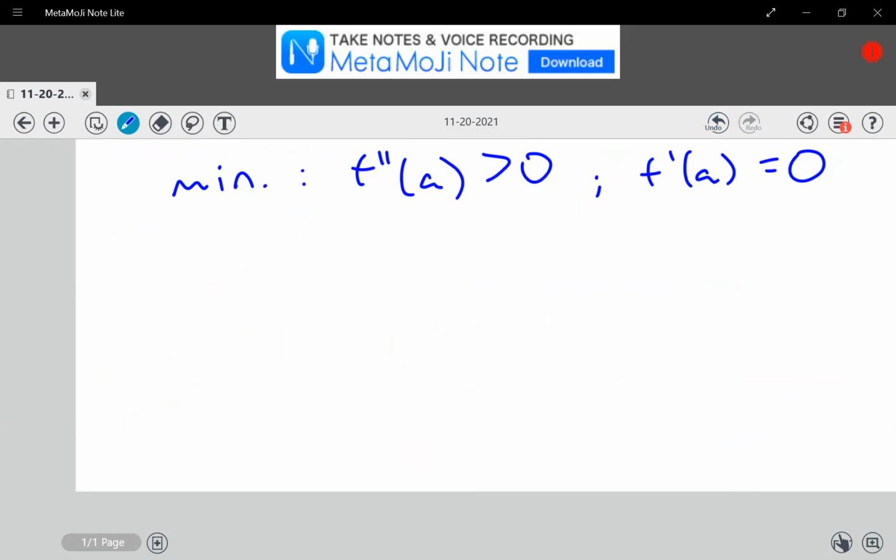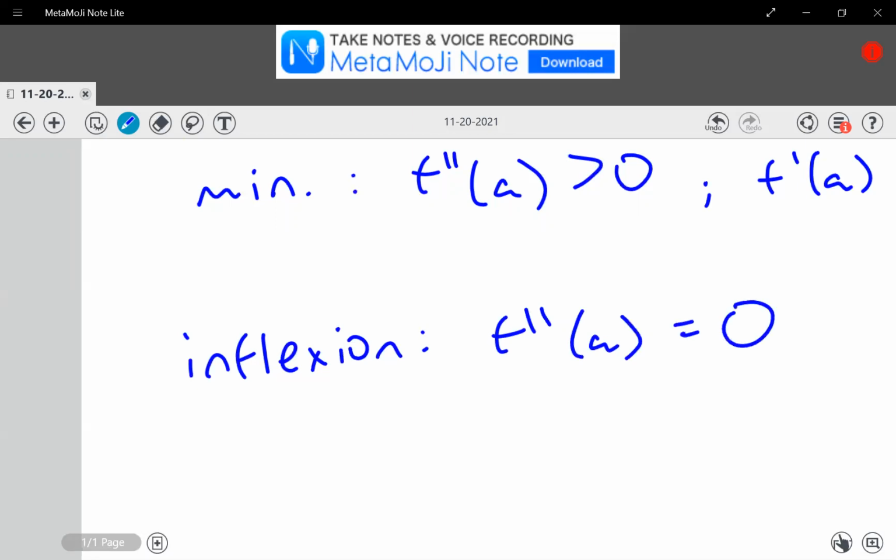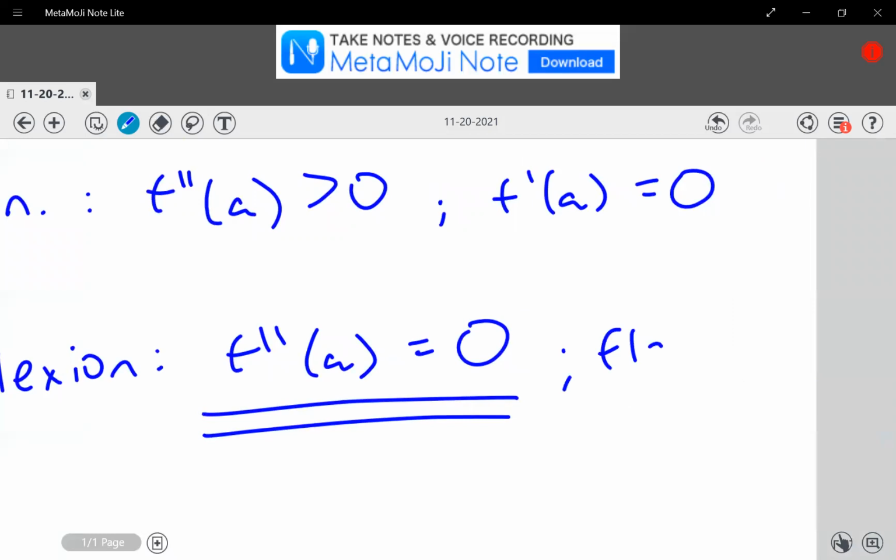That's it. I don't know what a saddle point is. Inflection point, that's just where your second derivative of whatever is equal to 0. Okay? The first derivative, however, can equal an arbitrary number.